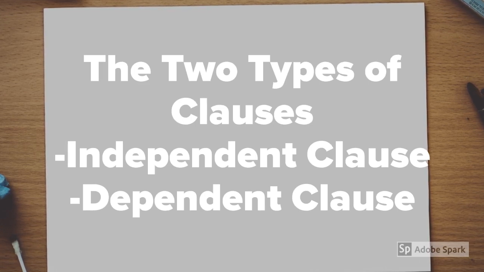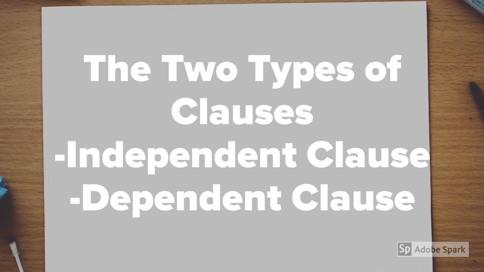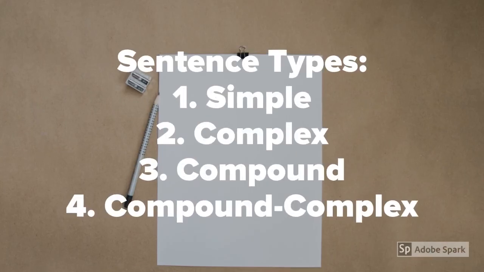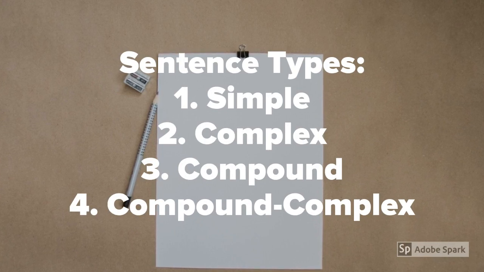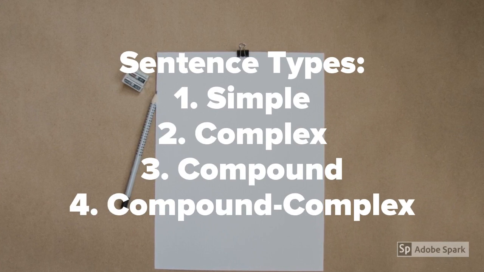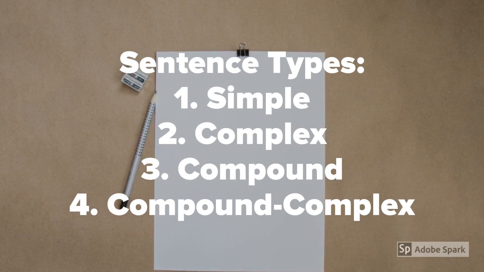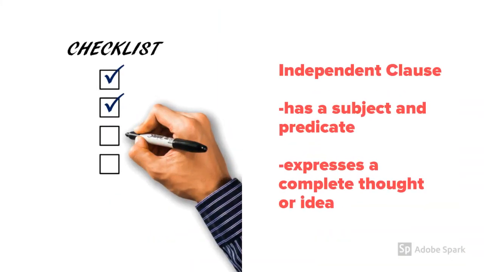Depending on the number and type of clauses, a sentence can be classified as one of four different types of sentences. A sentence can either be a simple sentence, a complex sentence, a compound sentence, or a compound complex sentence. Knowing the different types of sentences you can write will make you a better reader and writer. Before we talk more about the different sentence types, let me explain what an independent and dependent clause are.